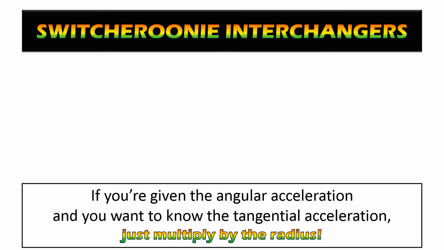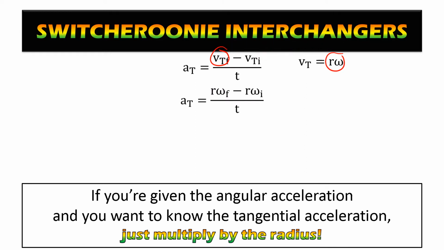We can derive this in a different way. I mean, we're still going to get to the same equation at the end, the same Switcheroonie interchanger for the acceleration, but let's have fun doing it a different way. Why not? So we already know the definition of the acceleration is your change in velocity over time. And now let's put this over there and over there. And now we have, instead of the tangential final velocity, we have r times the angular final velocity. So we're just substituting in there.